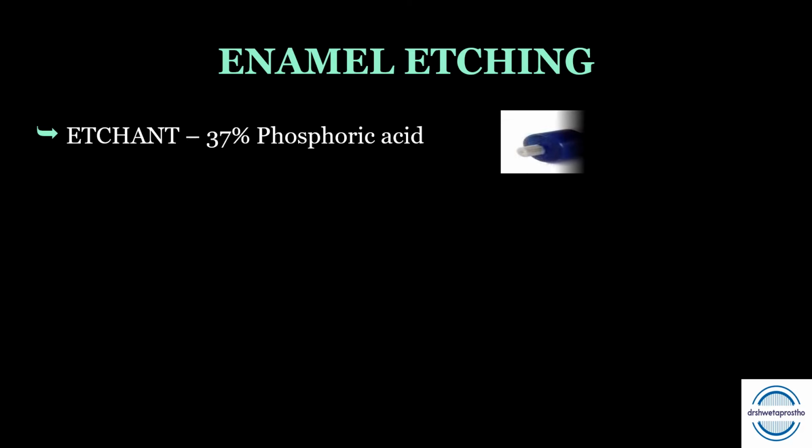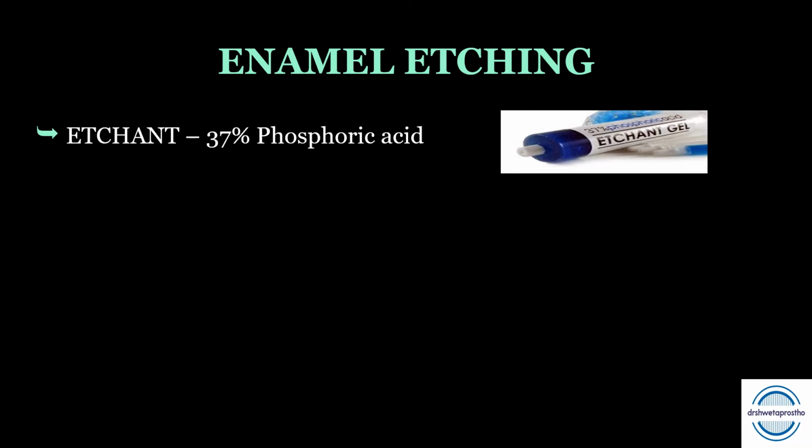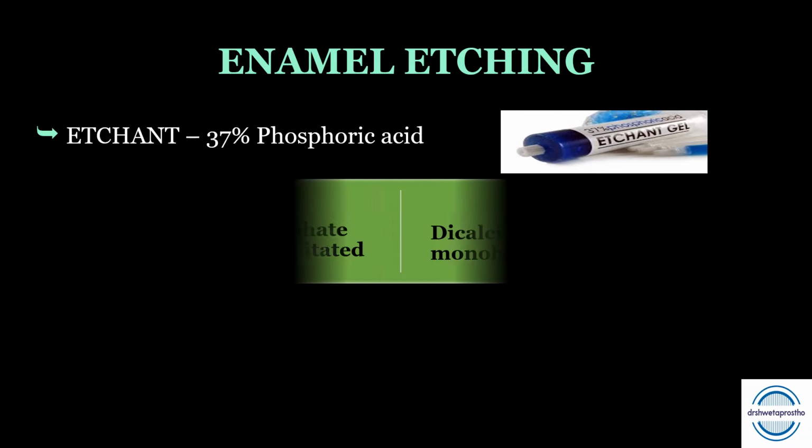Now let us know more about this enamel etching. First, the etchant that we are using. Many acids are used as an etchant like malic acid, citric acid, oxalic acid, but 37% phosphoric acid is the most common etchant, which is used in the gel form to make the application more precise.